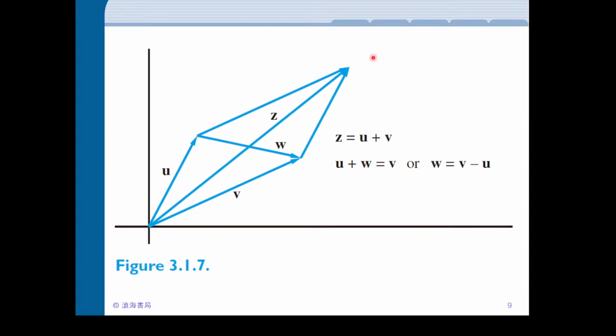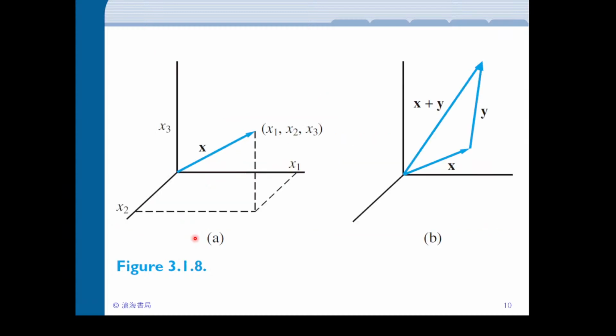So this is u plus v, and then you can also have w equal to u minus v here, because u plus w becomes v, so you move things around, you see that w equals v minus u. Okay, and so these are two-dimensional vectors. You can sum them together, you can multiply them by a scalar, and then we can generalize these to R3.